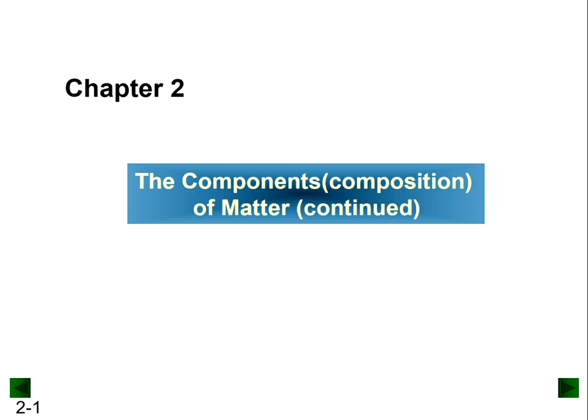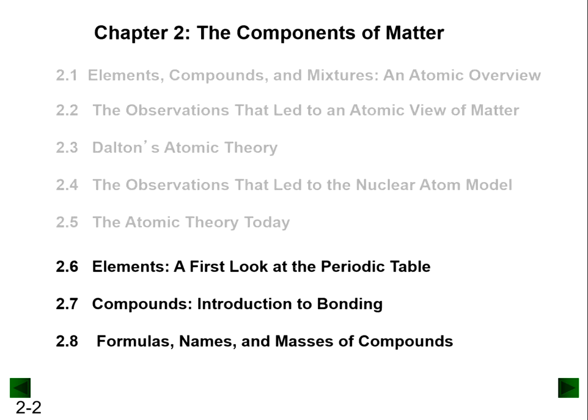In this video, we continue with our concepts discussion of Chapter 2. We're going to finish up Chapter 2 and focus on elements and their classifications. We're going to look at something called the periodic table. The periodic table is an arrangement of the known elements, and they're organized based on their chemical and physical properties.